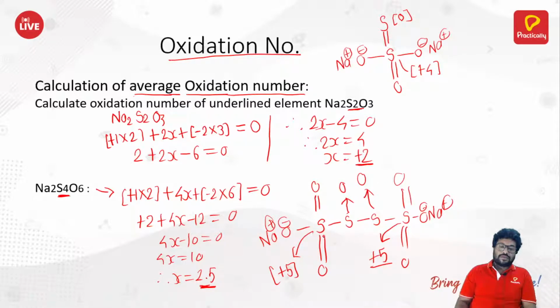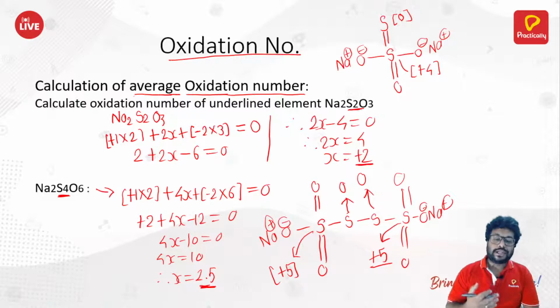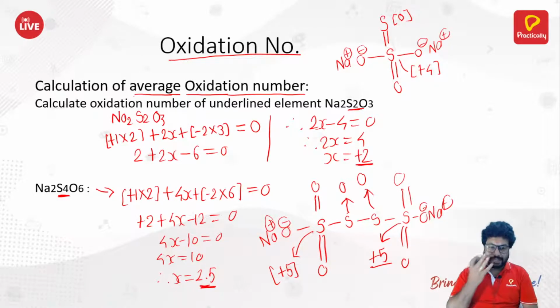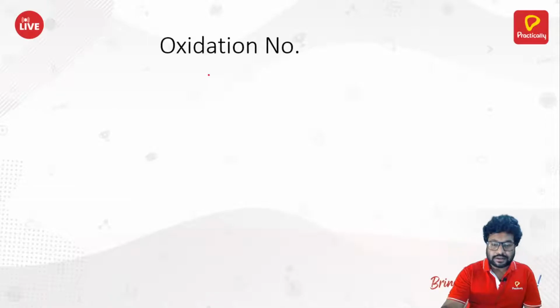So plus 5, 0 plus 0 plus 5 is equal to 10. 10 divided by 4 is equal to 2.5. That is how you have average oxidation number 2.5. But it sometimes might mislead you. You have seen already in both these cases. Okay. So moving ahead. We have to find out the oxidation number of all the atoms here.